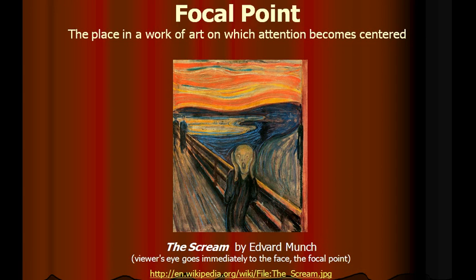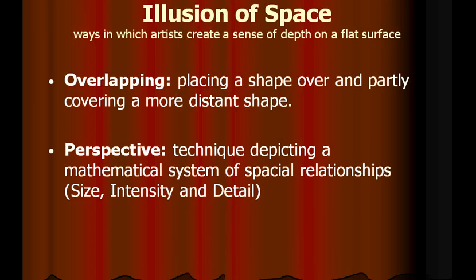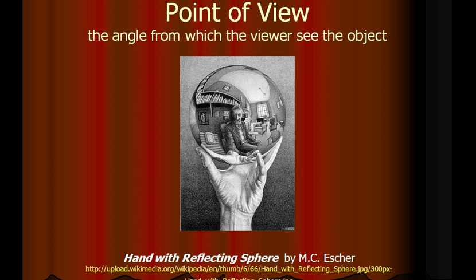A focal point is the place in a work of art on which the attention becomes centered. The illusion of space is created in ways that artists create a sense of depth on a flat surface. Some techniques include overlapping, by placing an object or a shape over and partly covering a more distant shape. Perspective can also be used, a technique depicting a mathematical system of spatial relationships, including size, intensity, and detail.